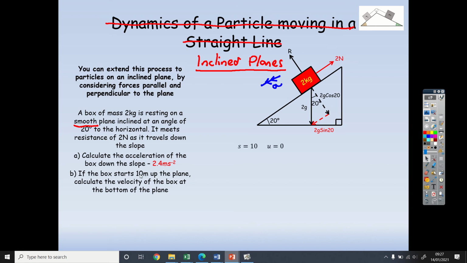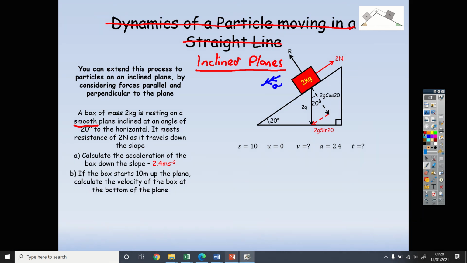S is 10, U is 0, because it starts from rest. You need to double check that in the question. Yep, resting tells us that U is 0. V is the thing that we actually want. A is 2.4, that's calculated in part A. And then T we don't know, but it's not needed to do the question, so we're going to ignore T.